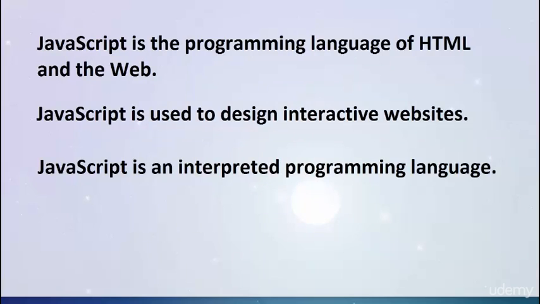So let's start with the basic introduction to JavaScript, what JavaScript is and where JavaScript can be used. JavaScript is basically the programming language of HTML and web. For example, if you want to create some websites along with HTML, there are many other languages which you could use. So JavaScript is basically a programming language of HTML and web.